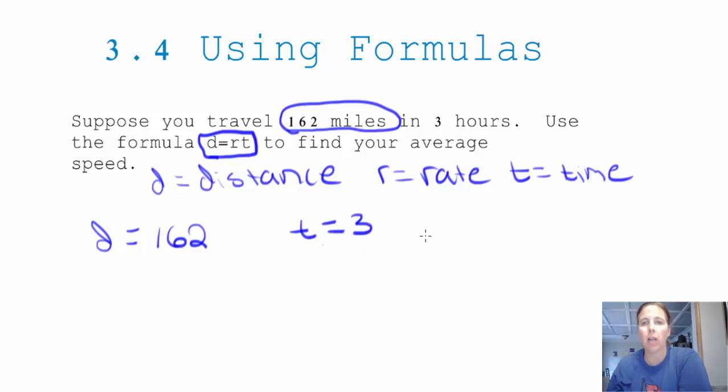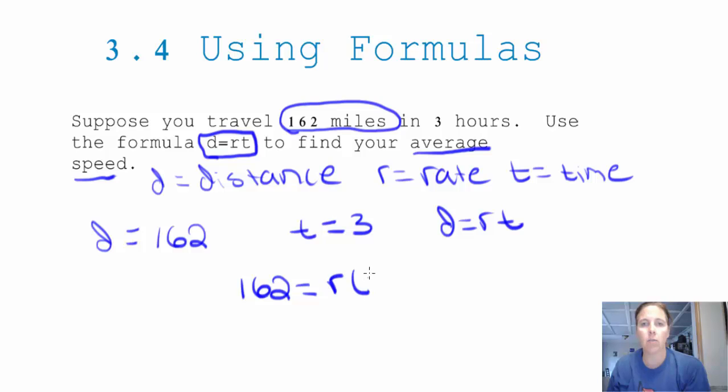We just plug this in to D equals RT, and it says, what are you looking for? Well, you're finding your average speed, also known as your rate. So we plug in 162 equals R times 3. We just plug and chug. The T went in there, the D went in there. Now it's a problem you've seen before. We're solving for R. This is R times 3, so we're going to divide by 3.